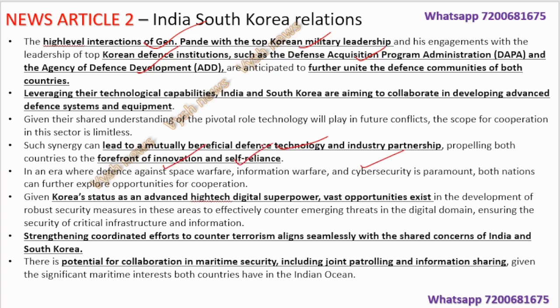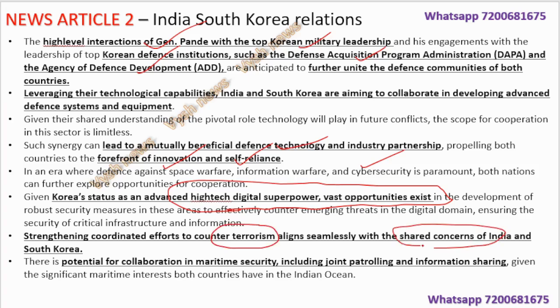Korea is a high-tech digital superpower, so there are vast opportunities. India is also now trying to learn technology from all countries and then make in India itself. So what are the common points? Terrorism and the dollar versus local currency. You should discuss these with each other. Bring the shared concerns of both countries to the forefront and exchange technology. Korea can give us something, and we can give back something like our UPI, models that they can adopt. Likewise, mutual collaboration in security, patrolling and information sharing for the interest of the Indian Ocean should be considered.